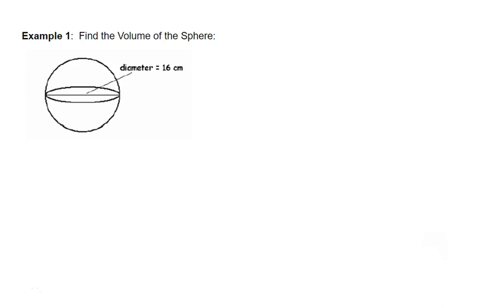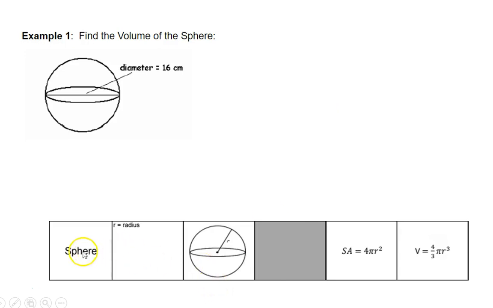So volume is how much stuff fits inside a figure, how much space is inside, and we're going to work with spheres today. And it's a pretty simple, straightforward formula. We just need to know one thing about the sphere in order to find the volume, and that would be the radius. So I have the information here from our formula sheet on a sphere.